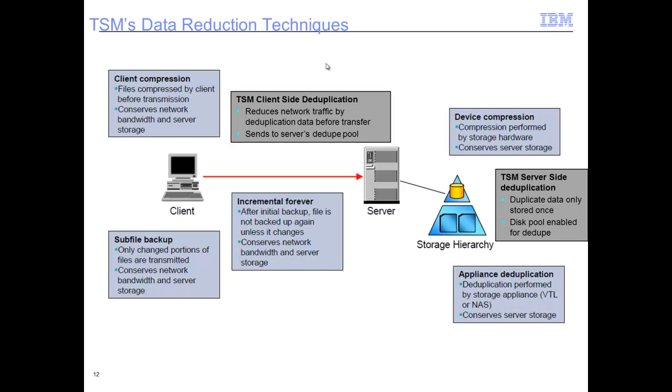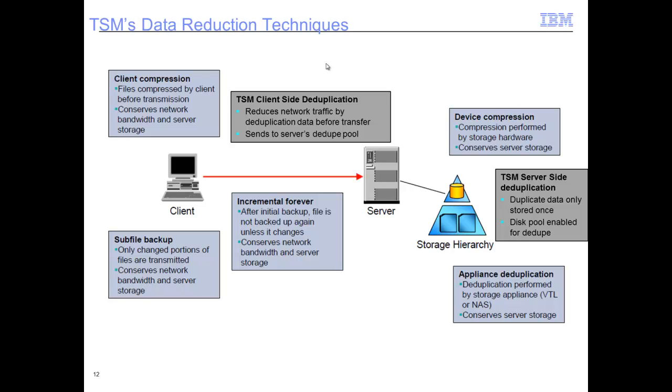TSM is very effective and efficient with the way that it manages data. We have a lot of techniques built into our backup strategy to reduce the amount of data that needs to be sent across the network and the amount of data that needs to be stored on the TSM server. This includes things like client compression. It includes the incremental forever strategy, where we only back up new or changed files. It includes device compression, where we can take advantage of tape drive compression. And it includes our built-in client and server-side deduplication. So deduplication is built into TSM. It doesn't cost you anything extra.